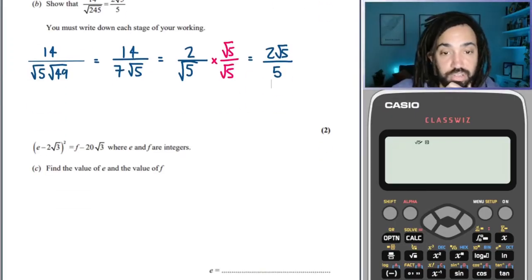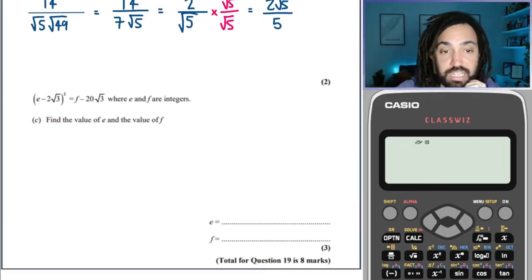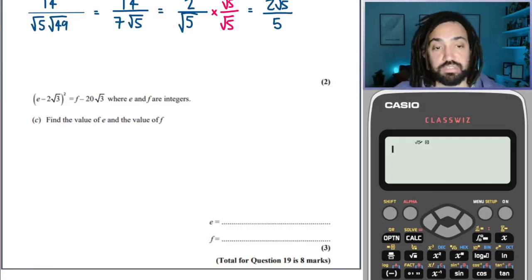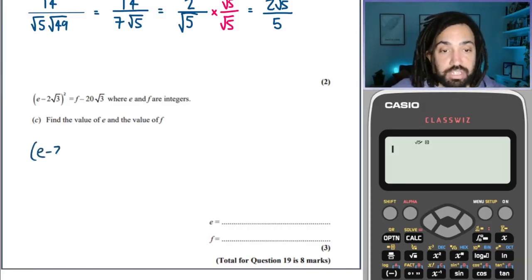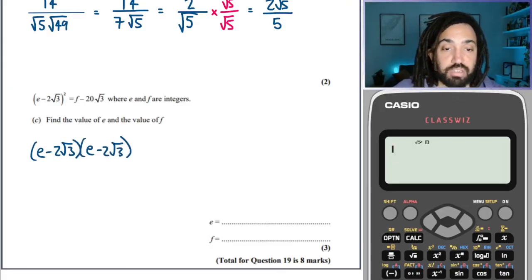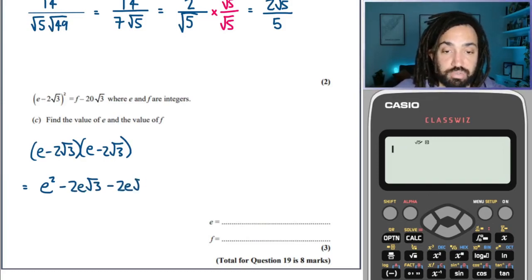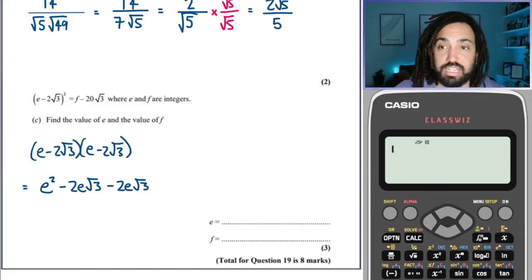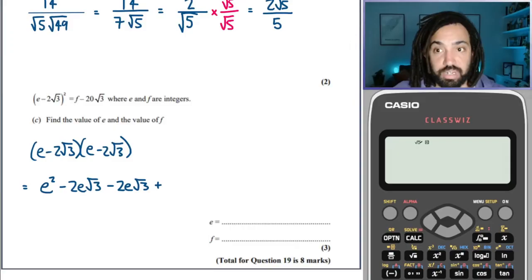Okay, and we've got another question where we need to expand out and then equate the surds and the non-surds. So e minus 2 root 3 needs to be multiplied by itself, like so. This is going to give us e squared. It's going to give us minus 2e root 3. And we're also going to get another minus 2e root 3. And then finally, the last bracket is 2 negatives make a positive. 2 times 2 is 4, and root 3 times root 3 is 3. So we've got 4 times 3, which is 12.